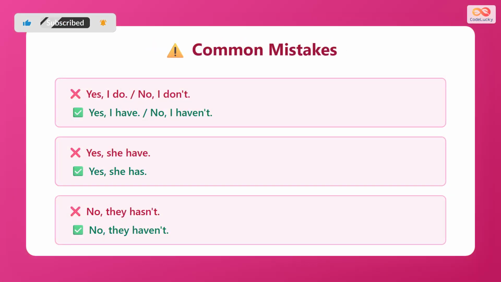Let's look at some common mistakes students make. First mistake, saying yes, I do or no, I don't instead of yes, I have or no, I haven't. Remember, with present perfect questions, we use have or has in the answer, not do or does. Second mistake, saying yes, she have instead of yes, she has. Remember that third-person singular subjects use has, not have. Third mistake, saying no, they hasn't instead of no, they haven't. The subject they always uses have, never has.